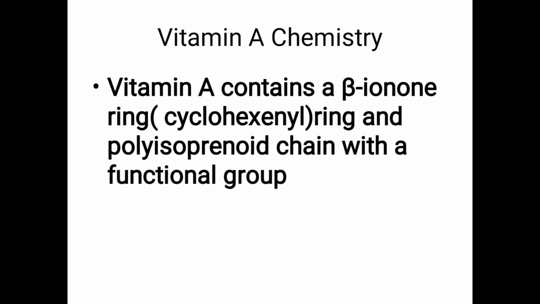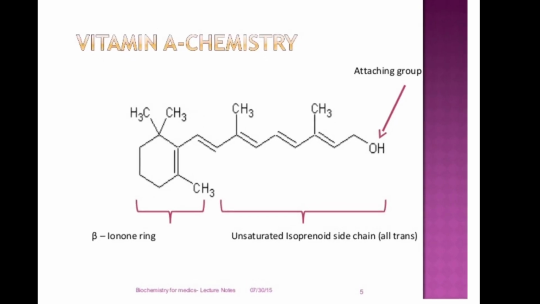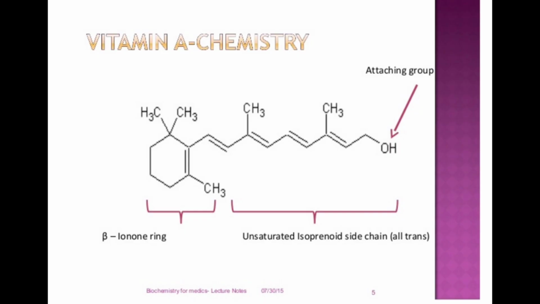So, vitamin A chemistry. Vitamin A contains a beta ionone ring, that is cyclohexenyl ring, and a polyisoprenoid chain with a functional group. So just remember in words, it contains a beta ionone ring. The beta ionone ring is enough, and a polyisoprenoid chain with the functional group. This is the chemistry, so no need to remember the structure as such.